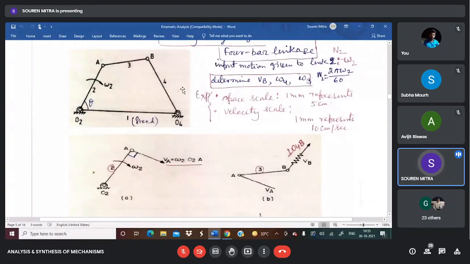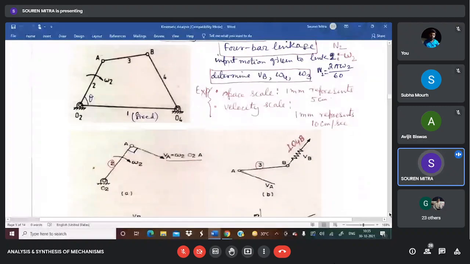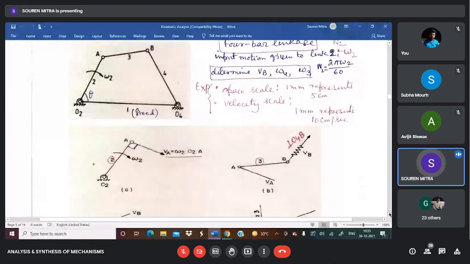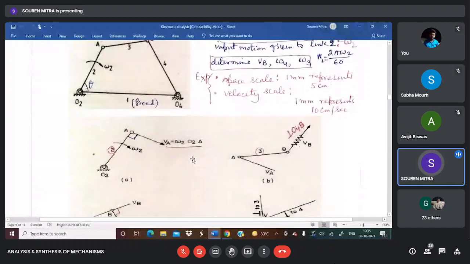So normally we can apply this concept of relative velocities for points if they are on the same body. That is how we have to look for the common points or the joints. If we analyze separately, it will look like this. First, input motion is given to link 2, so we draw link 2 separately.